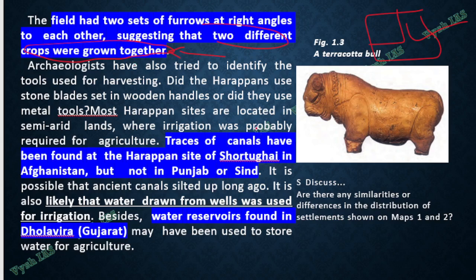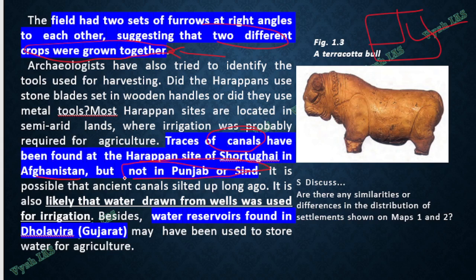Now, about canals or the irrigation system. There is the Shortugai site in Afghanistan where there is clear evidence that they used canals. But it is not found in Punjab or Sindh. This was the question I showed you. It is not found in Punjab or Sindh, but it was found in Shortugai in Afghanistan.